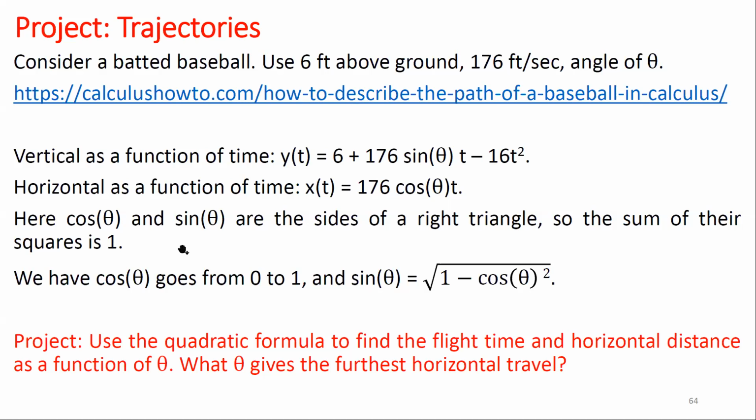And if you haven't really seen sines and cosines before, these are the sides of a right triangle, so the sum of their squares is 1. Cosine of theta is going to go from 0 to 1. We could actually write sine of theta in terms of the square root of 1 minus cosine squared theta. So my question is, what is the best angle to hit it at to make the ball go as far as possible?